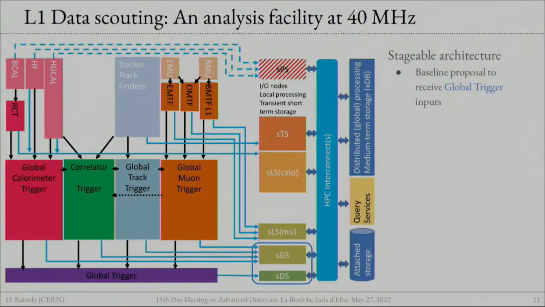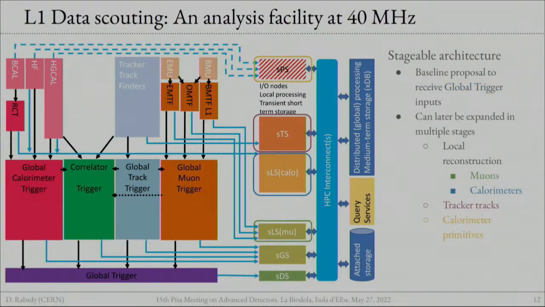All right, this is a fairly complex system, so we've designed the architecture to be scalable, and in the baseline proposal, the idea is to take just the data that the global trigger already receives, as well as the outputs of the global trigger. In a further stage, one could take the local reconstruction results, as well as potentially even the trigger primitives, which is, of course, a lot of data.